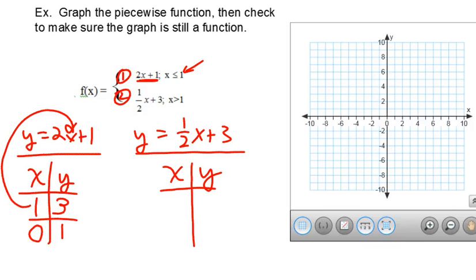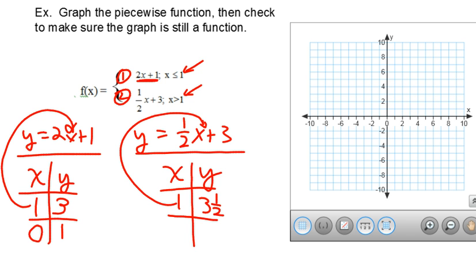Okay? Now let's go to this next piece. Again, the second piece also has a border of 1. So I'm going to start at 1. By plugging 1 in for x, 1 times 1/2 is 1/2, and 1/2 plus 3 is 3.5. So 1 comma 3.5 is a border point.